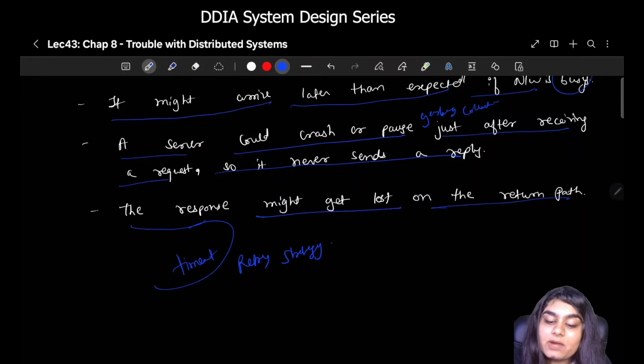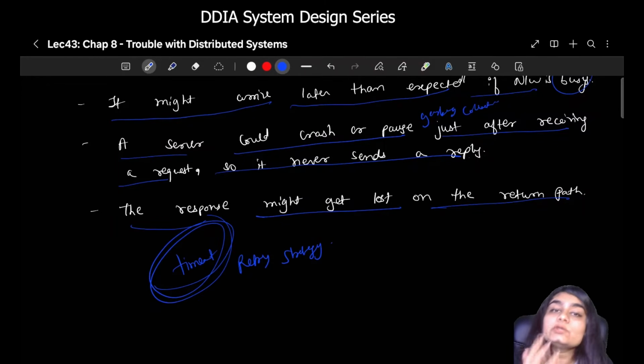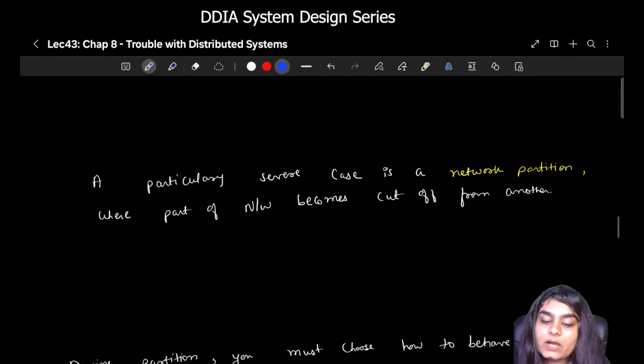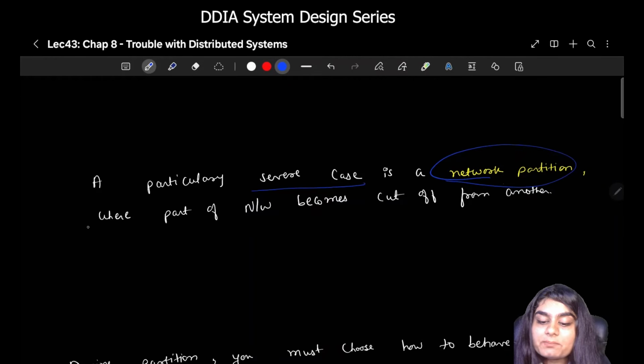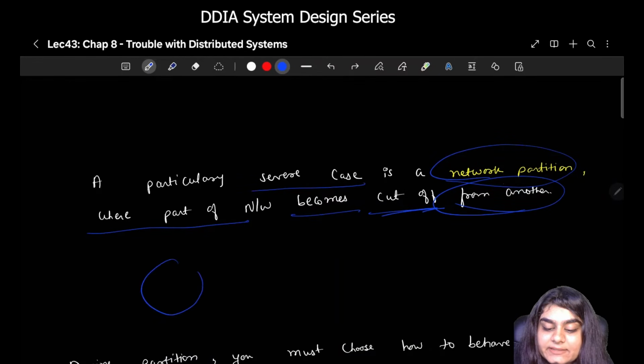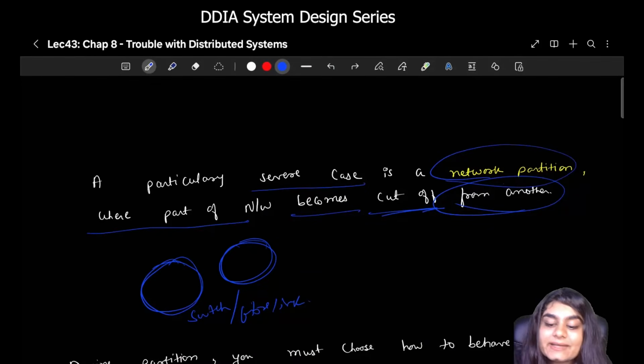But here, timeouts are tricky. If you wait too long, the user sees a delay. If you time out quickly, you might retry an operation that was actually processed, which causes duplicate actions. A particularly severe case is a network partition, where part of the network becomes cut off from another. For example, a data center switch or fiber link might fail, splitting the servers into two disjoint groups that cannot talk to each other. Each group can see half of the system and can't see the other half.